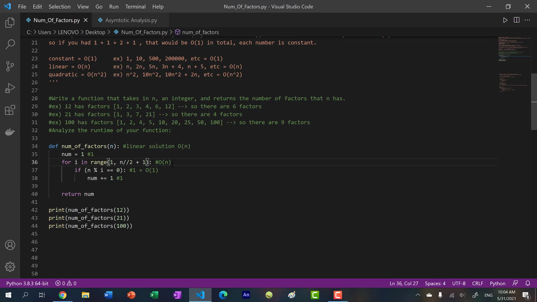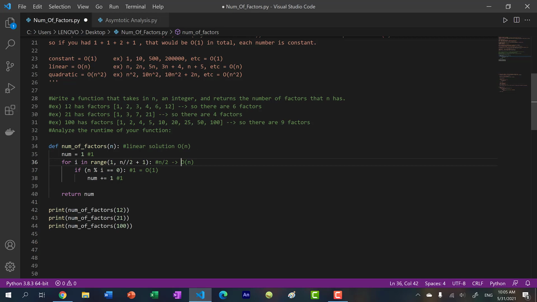So what is our runtime now? Our runtime is going to iterate not n times, but n over 2 times. And asymptotically, this is still linear. Even though it is an improvement of our solution, it is still linear. So is there a solution better than linear for this problem?